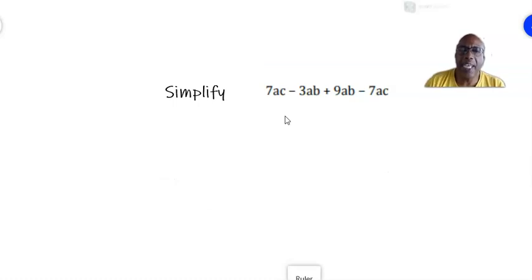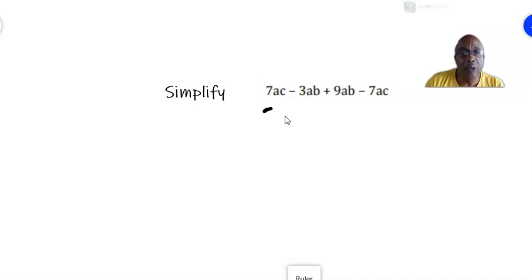Here you have to simplify 7ac minus 3ab plus 9ab minus 7ac. Again, note the like terms. I have 7ac here, and I have another 7ac here. So the acs are the same, so these are like terms. So we can add them. 7ac minus 7ac. We are adding unlike signs, so we subtract and keep the sign of the bigger number, but 7 minus 7 is 0. So it means 7ac minus 7ac is 0ac, which is 0. You multiply 0 by anything and you get 0.